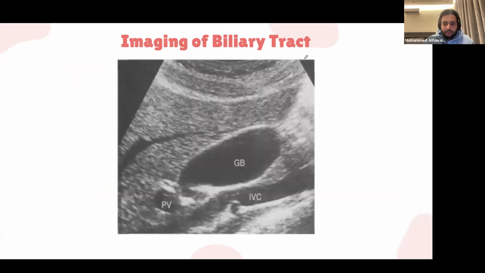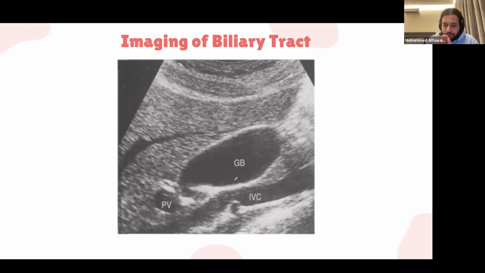So, as we mentioned, the first line investigation you do for the hepatopancreatobiliary system is ultrasound. Very important imaging. Okay. This is the gallbladder. It's anechoic. You can see the slightly echogenic borders of the gallbladder, but everything is normal in this case. You don't see any sludge, stones, polyps, or tumors in this case. Okay, this is a normal gallbladder.